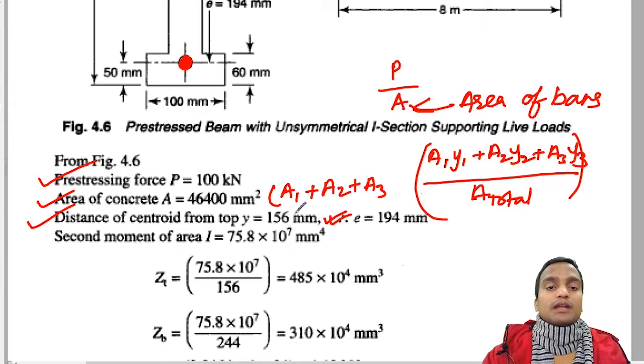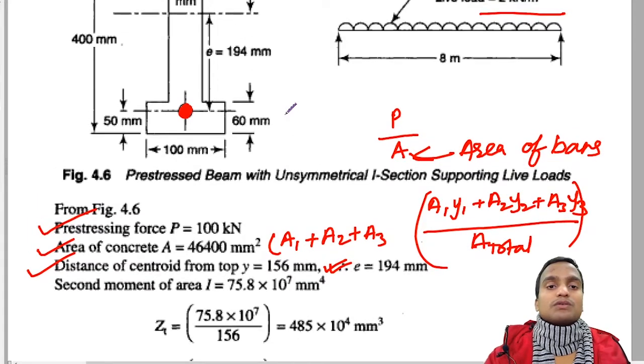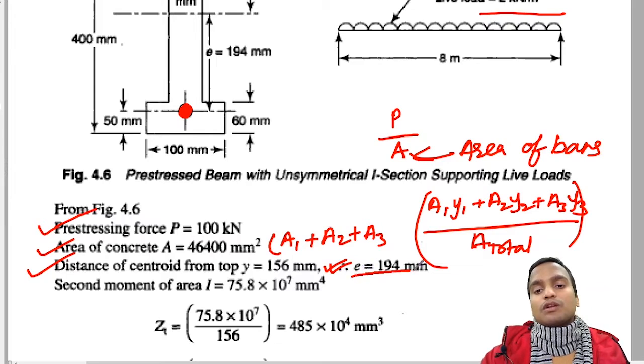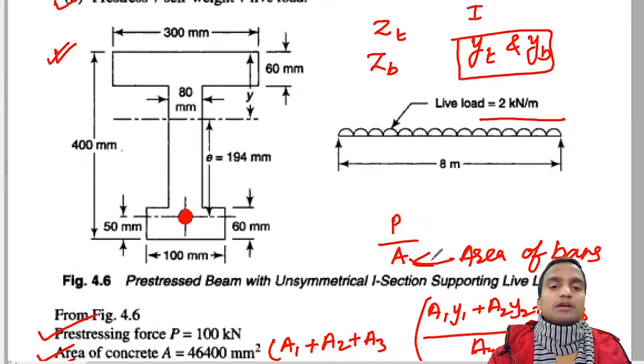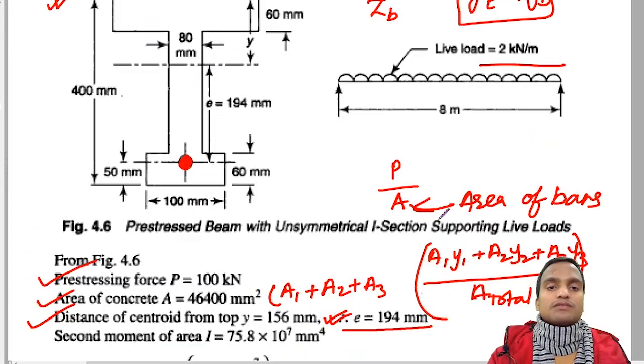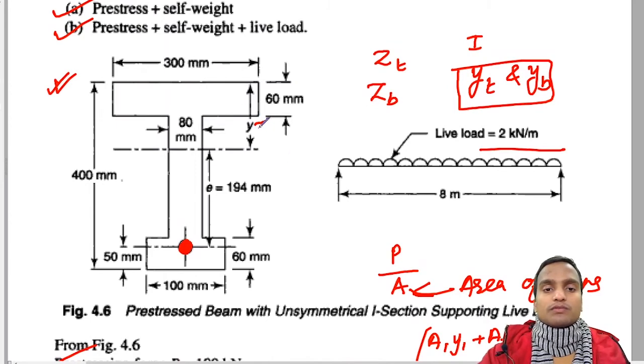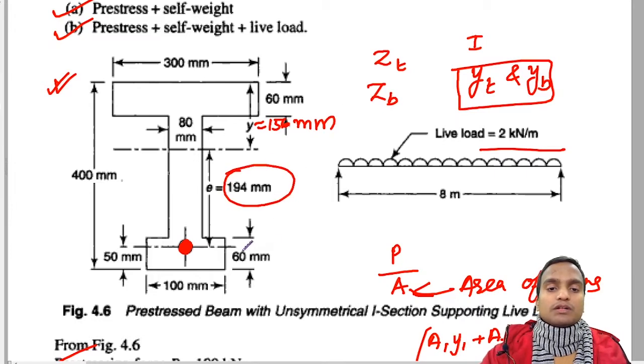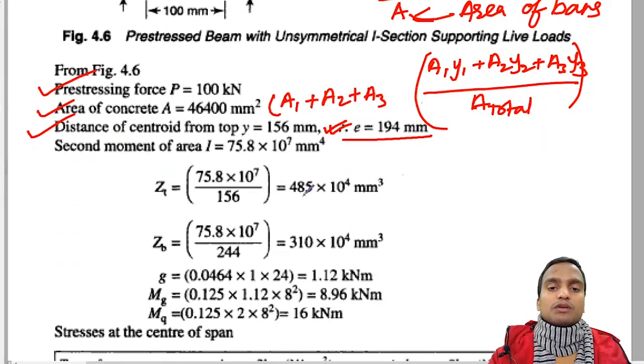All right, now we have to calculate the eccentricity of the tendons from the centroid. So eccentricity of tendon will be calculated, and it will come out to be 194 mm. Okay, this is the eccentricity of bar, 194 mm. How it is calculated? Because we know the centroid distance from top is 156 mm, and we know that tendons are at a distance of 50 mm from the bottom. So it will be equal to 400 minus 50 minus 156. It will equal 194 mm.